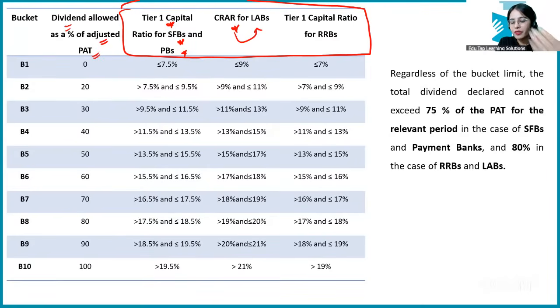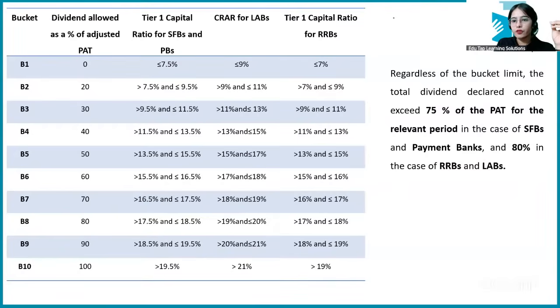What is adjusted profit after tax? It is profit after tax minus 50% of net NPAs. This is what you have to keep in mind mostly. The rest is not very important. Rest, you can understand the logic. Now, for the scheduled commercial banks, 9% is CRAR. From the 9% of CRAR, how much tier 1 capital did the banks have to maintain? Minimum tier 1 capital, 7%. Tier 2 capital was 2%.